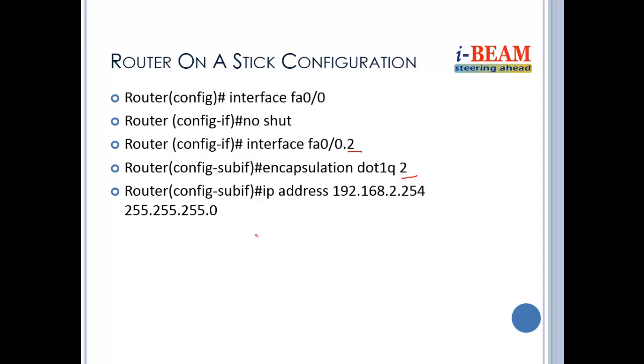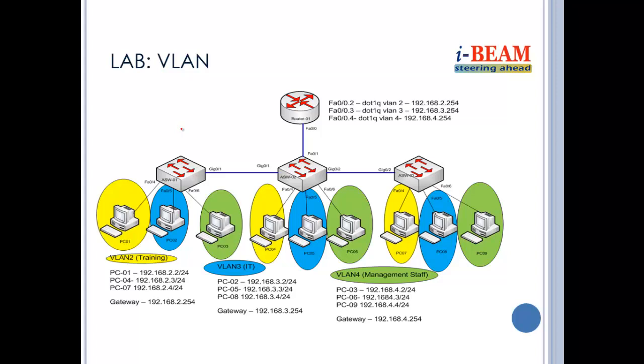Okay, we have talked about the theories, and now we will start to do the lab. Our lab topology will be as shown in the slide. There are three switches, and all the PCs are connecting to the switches. The PCs connecting with FastEthernet 0/4 belong to VLAN 2, the training VLAN. Here, PC 01 is connecting to FastEthernet 0/4 on switch 1, and PC 04 is connecting to FastEthernet 0/4. It is the yellow color VLAN 2 training, the 192.168.2 network. The gateway will be 192.168.2.254. And then the blue color VLAN is the IT VLAN.